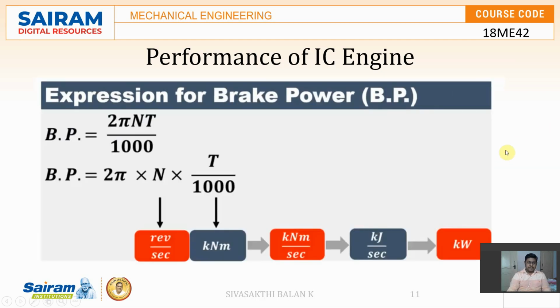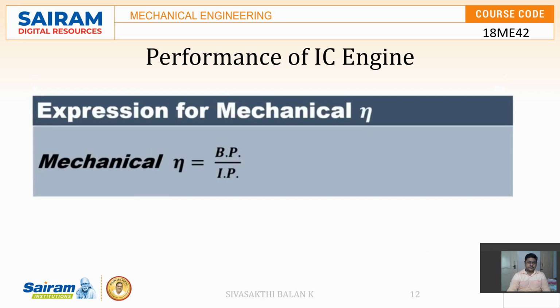And the expression for brake power is 2 pi nT divided by 1000, where n is the speed of the engine in revolutions per second, and T is the torque applied at the output of the engine. And the unit is also converted like this. T is mentioned in Newton meter or kilonewton meter, so that we get the output in the form of kilojoules per second or kilowatt.